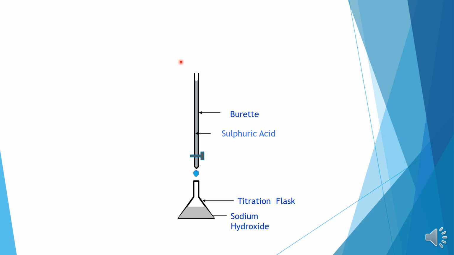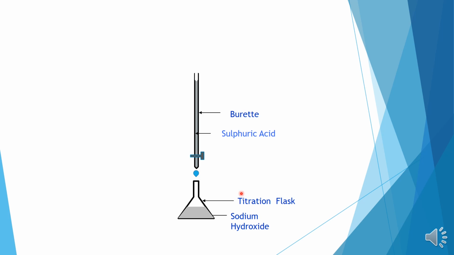Here you can see the apparatus we have to use to do this experiment to find the endpoint of the acid-base titrations. This is the burette, and this is the titration flask. We have to fill the burette with sulfuric acid, and the titration flask with sodium hydroxide. Here you have to know that we are using sulfuric acid as the strong acid and sodium hydroxide as the strong base. We are going to do the reactions between sulfuric acid and sodium hydroxide.